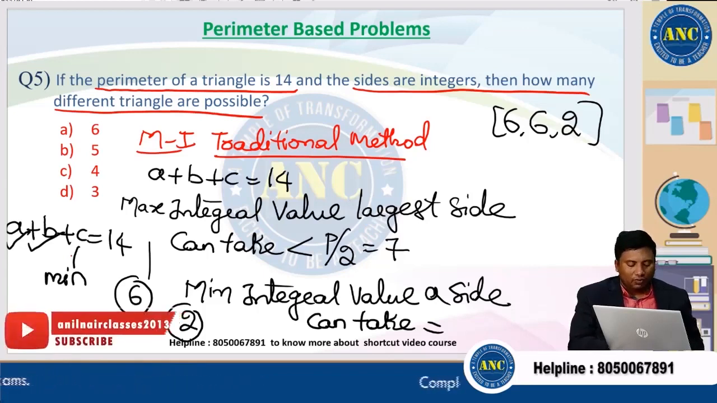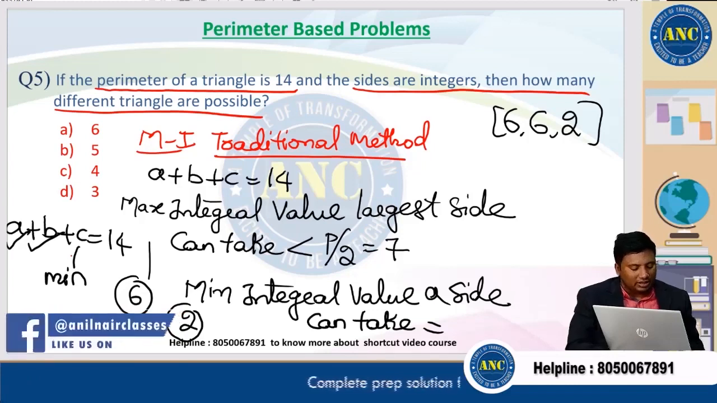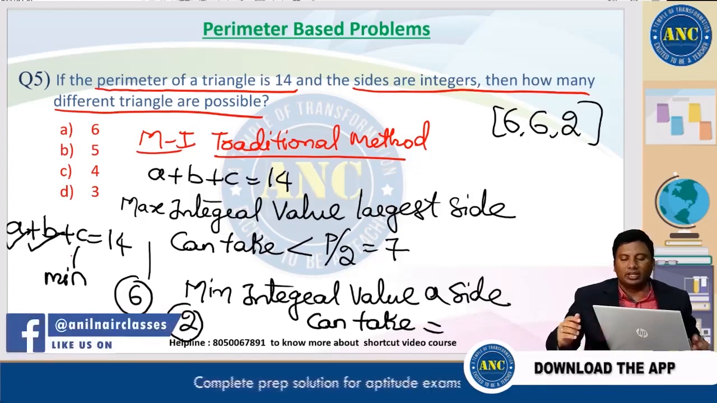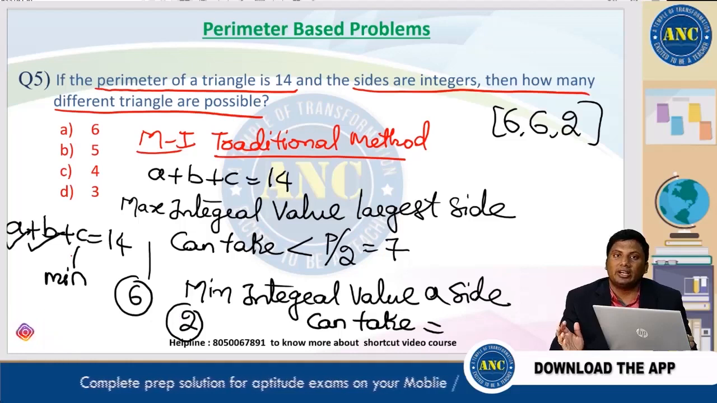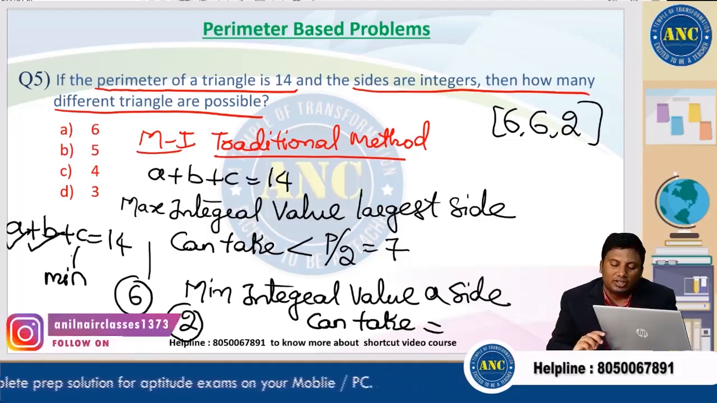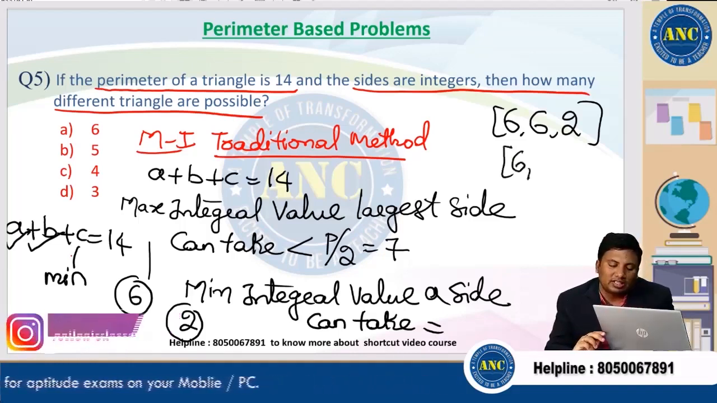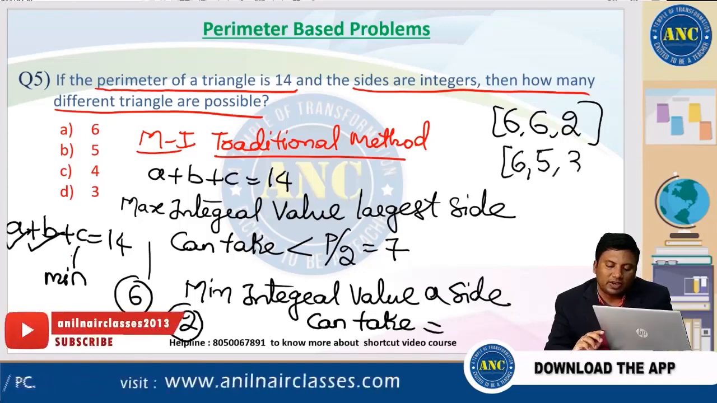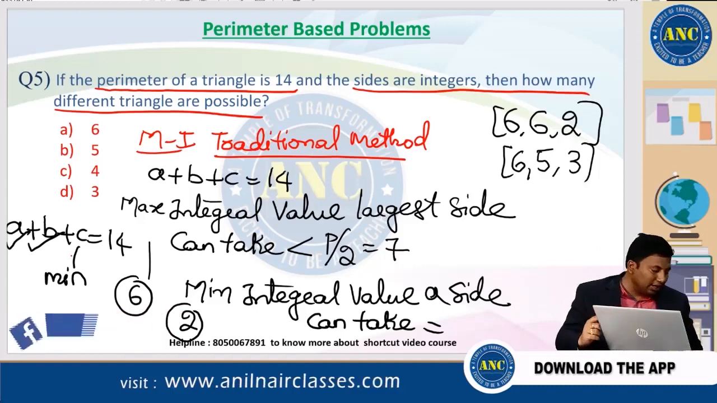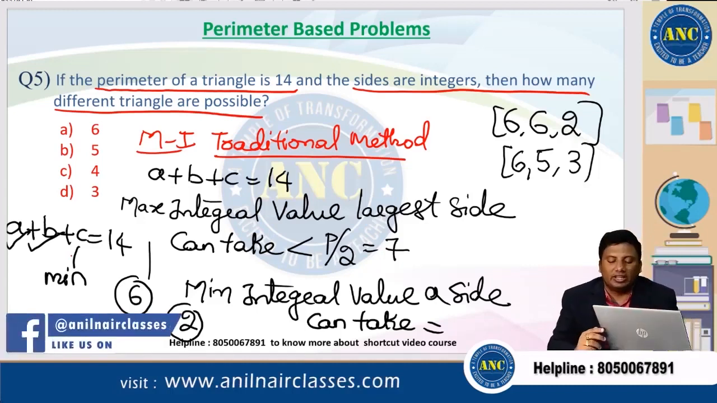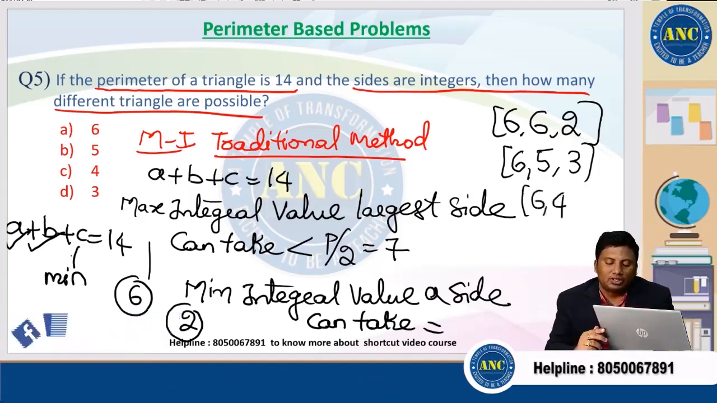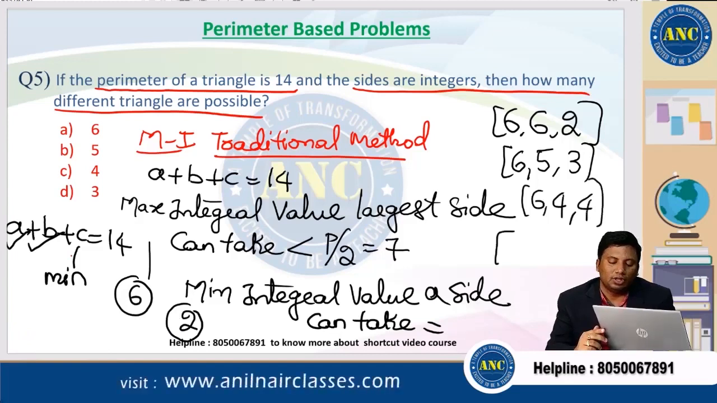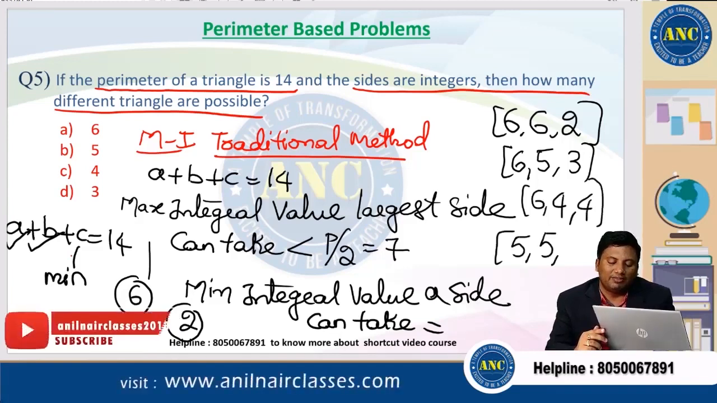6, 6, 2. Now first we will discuss the traditional method, then we will discuss the optimal method. Maximum integral value is 6, minimum integral value is 2. So the 6 can go down and 2 can go up: 6 plus 2 is 8, so 6, 5, 3. The 2 value can increase up to 6. 6, 5, 3. Next is 6, 4, 4. Next is 5, 5, 4.